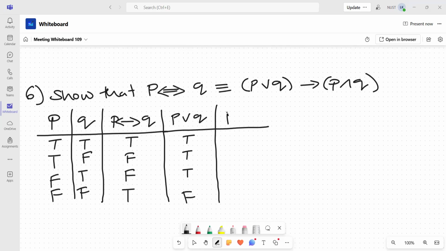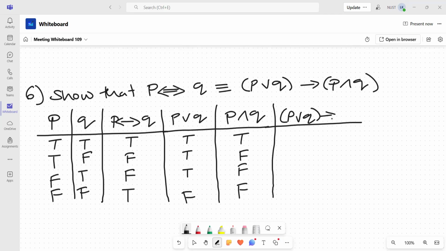And then P and Q. P and Q, it is true when they are both true. Otherwise, it is false. And now we look at P or Q implies P and Q. Okay, so if they're both true, then this is true. If this is true and that one is false, then this is false. If this one is true, that one is false, it's the same thing. It is false. And if they're both false, then this is true.